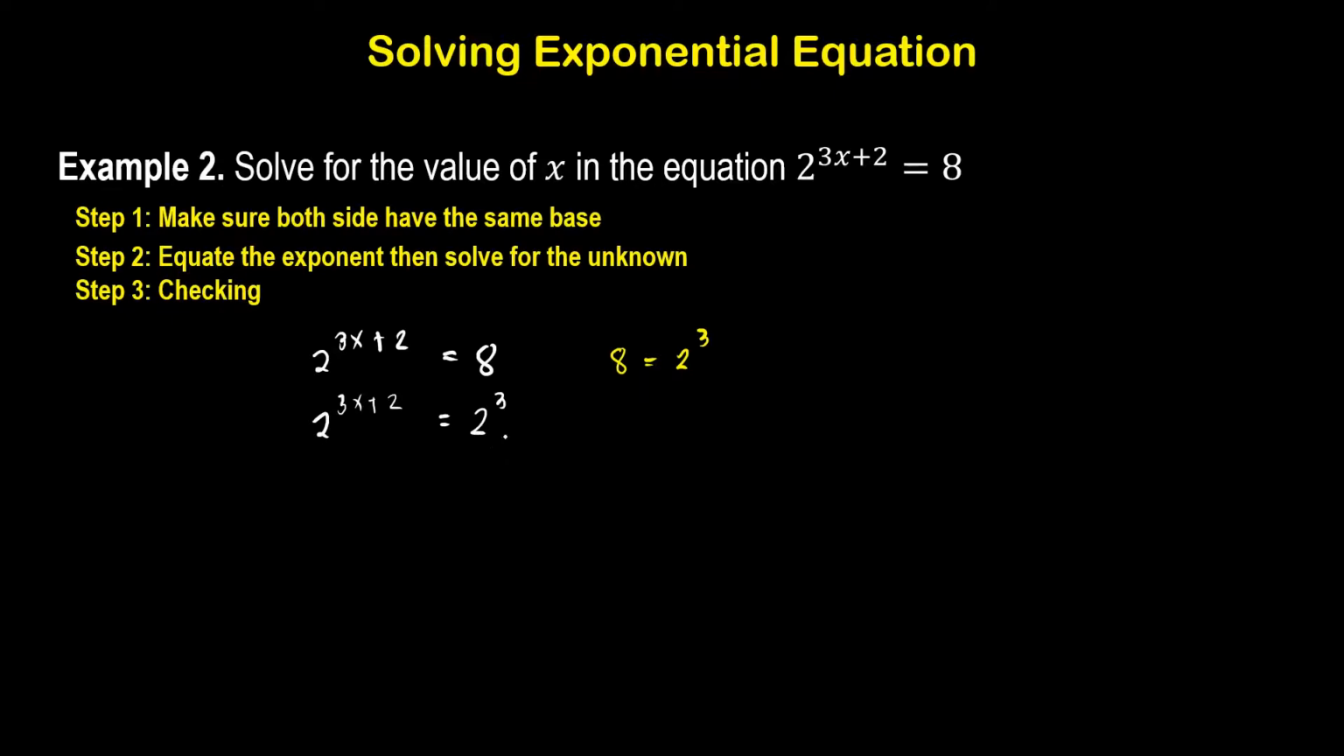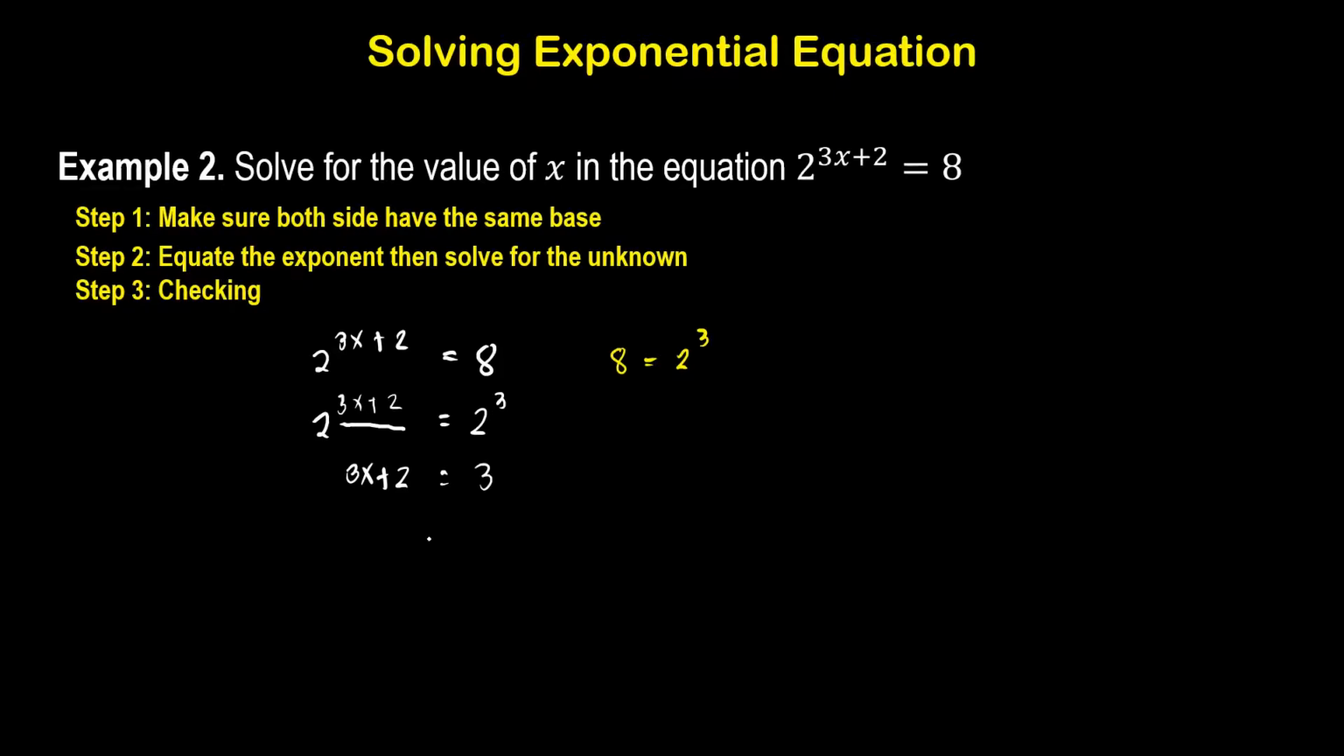So instead of 8, we just write it as 2 raised to 3, para magiging same yung base natin dito sa left side at saka yung sa right side. So since same na yung base natin, we can now proceed to step 2, which is to equate the exponents. So equate natin si 3x plus 2 by the exponent of the right side, which is equal to 3.